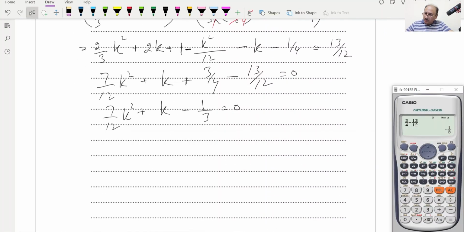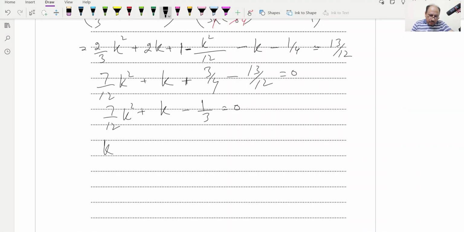Now we can solve this one. You can use quadratic formula or factorization, whatever you like. So I'm using this one. 7 over 12 is the coefficient of k squared, the coefficient of k is 1 and the constant value is minus 1 over 3, and this will be equal to 2 by 7 and minus 2. So k plus 2 and 7k minus 2 is equal to 0. So k is equal to 2 over 7 and k is equal to minus 2. So this one is minus 2.